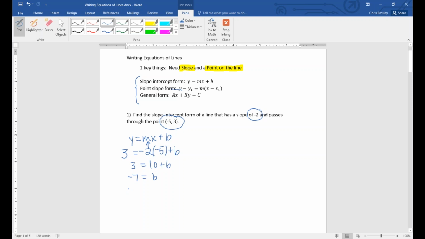So we can go back to our slope-intercept form. y equals -2, the slope given in our problem, x minus 7, the y-intercept that we just calculated. And since this problem asks for our line to be in slope-intercept form, we're done there. We could have also done this one using the point-slope form of a line.